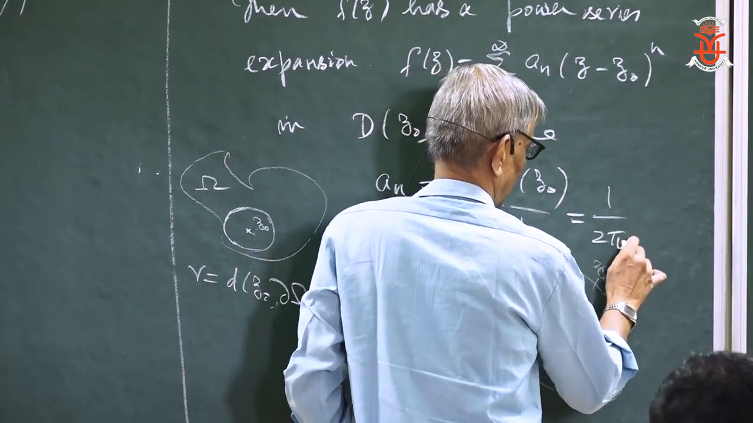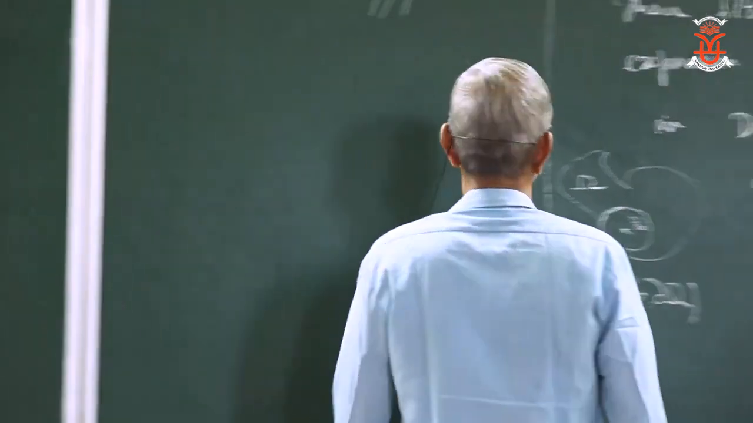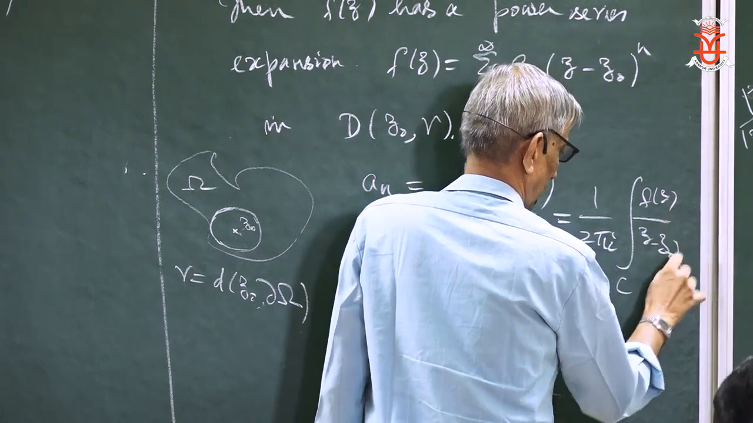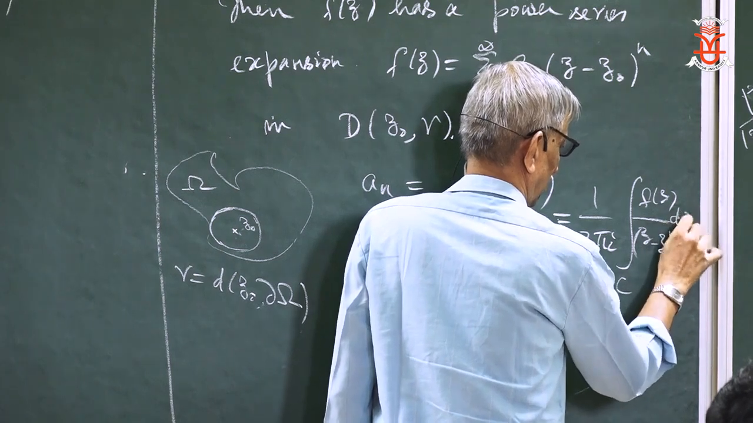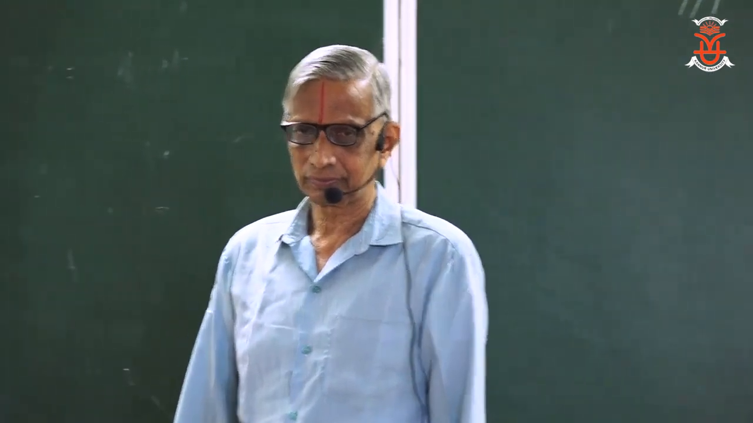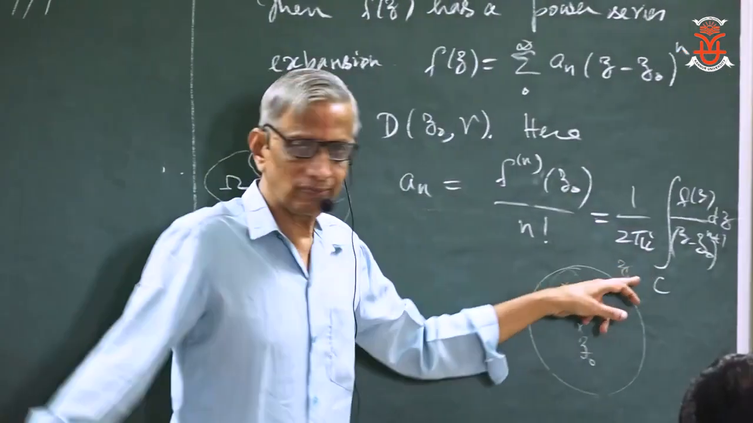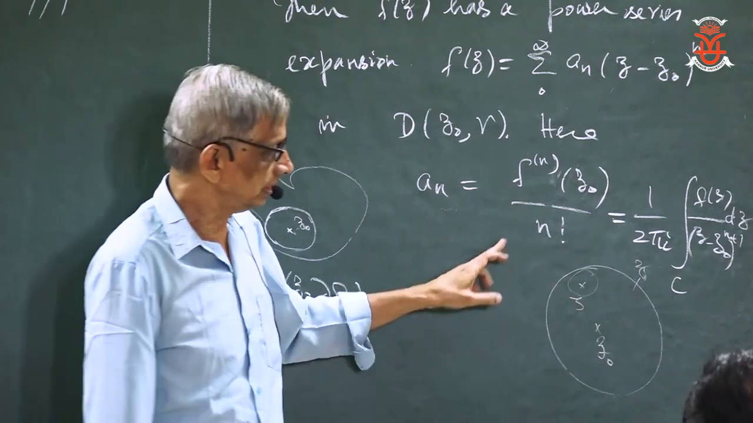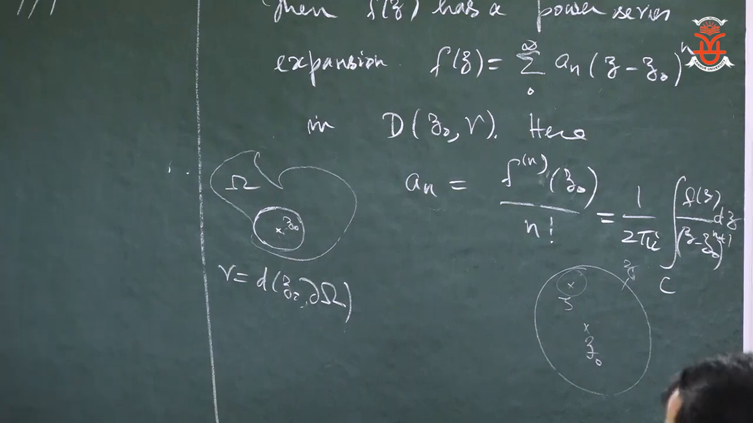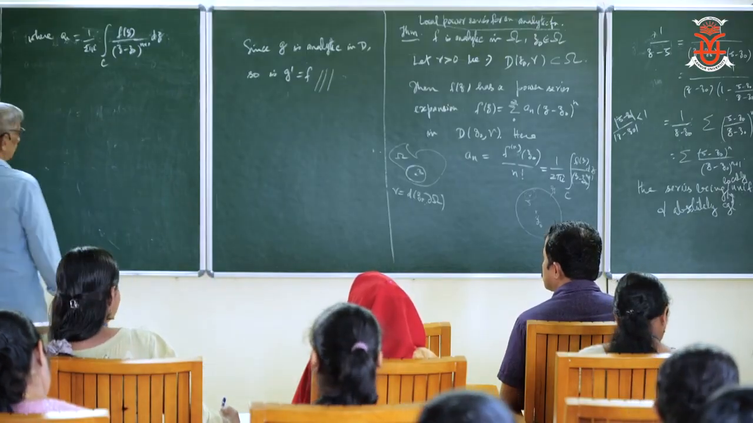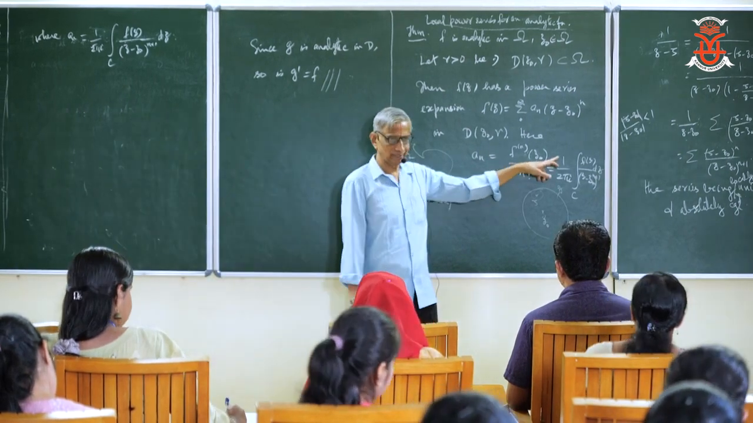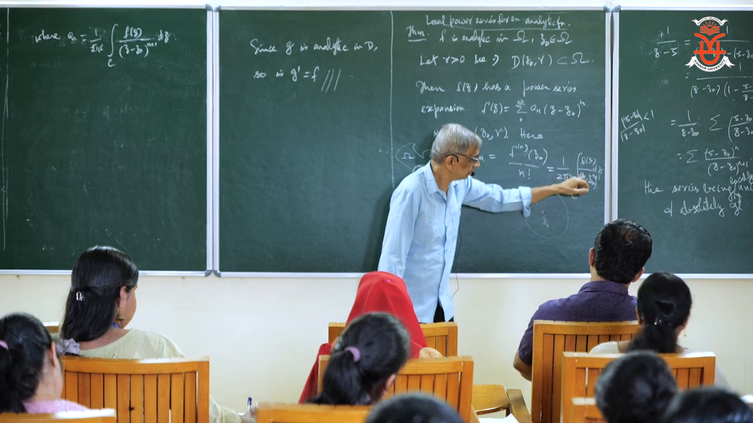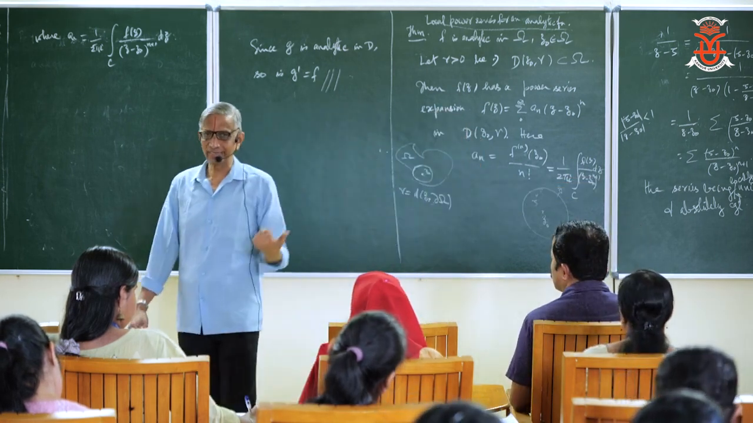1 over 2 pi i integral over C of f(z) over (z minus z naught) power n plus 1. What is that? These are the coefficients that we get from our actual expansion. But we know once you have a power series, these are the coefficients. So this is equal to this. That's all. So incidentally, you also have now Cauchy's formula for the derivatives. The nth derivative is given by n factorial times this. n equal to 0 gives you the Cauchy integral formula.